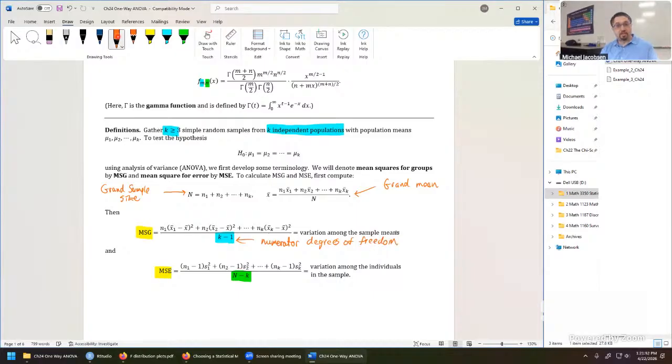It's the number of groups minus 1, similar to chi-square for a one-way table, the goodness of fit test in chapter 1. This is going to be the denominator degrees of freedom.